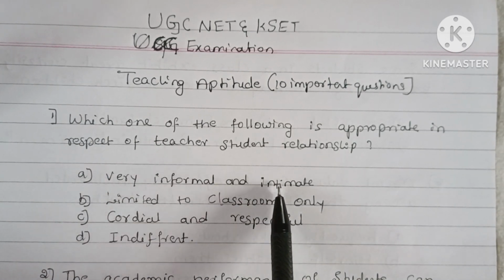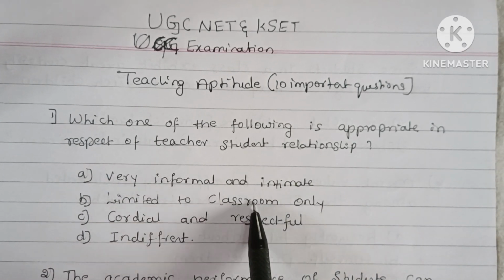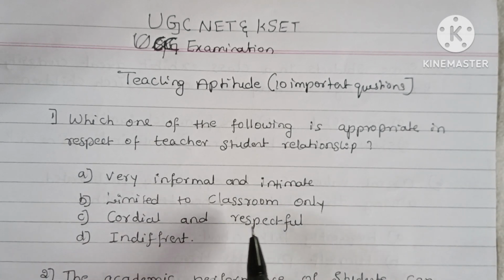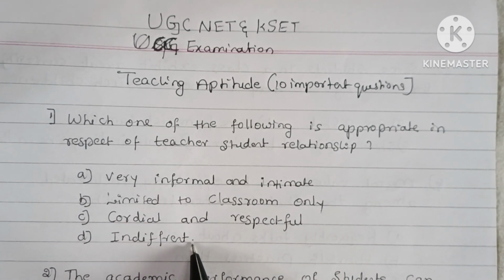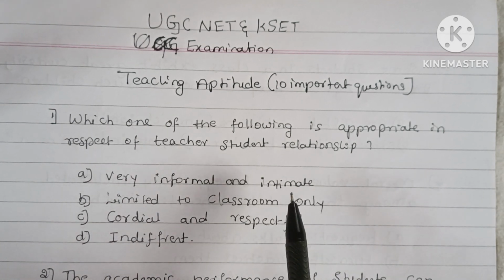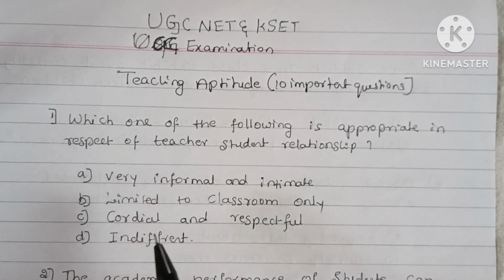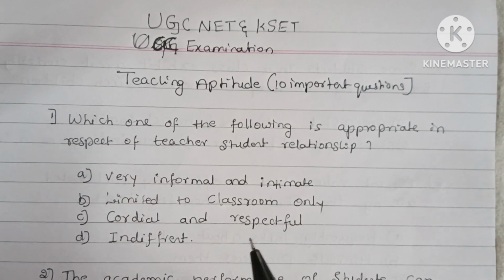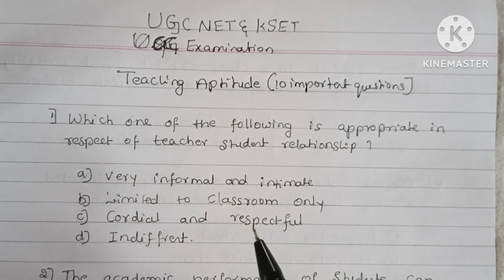Very informal and intimate, limited to classroom only, cordial and respectful, indifferent. The teacher and student relation must be cordial and respectful. Mutual respect is the foundation of a lasting student-teacher relationship. When teachers develop strong bonds with their students, teaching becomes much more effective.